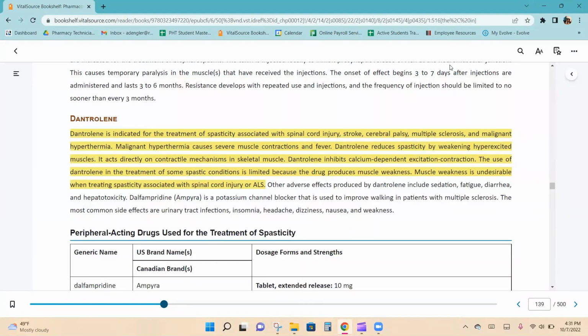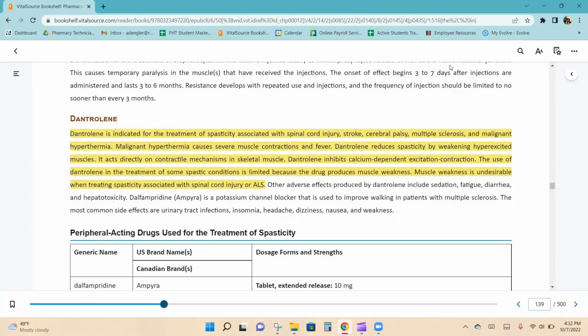Dantrolene is indicated for the treatment of spasticity associated with spinal cord injuries, stroke and cerebral palsy, MS, and malignant hyperthermia. Malignant hyperthermia causes severe muscle contractions and fever. Dantrolene reduces spasticity by weakening hyperexcited muscles. It acts directly on contractile mechanisms and skeletal muscles. Dantrolene inhibits calcium-dependent excitation and contraction.